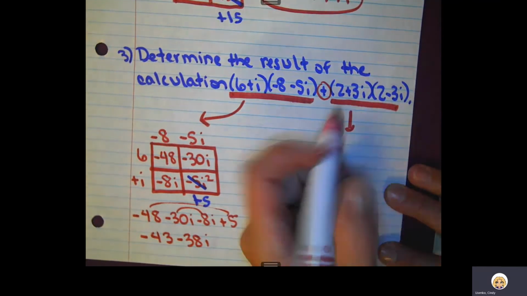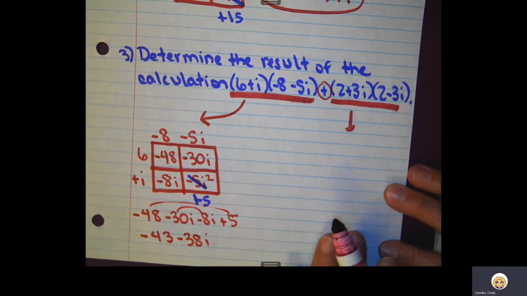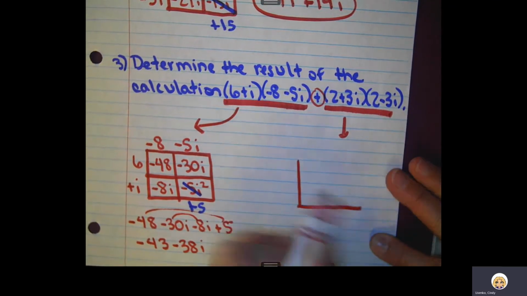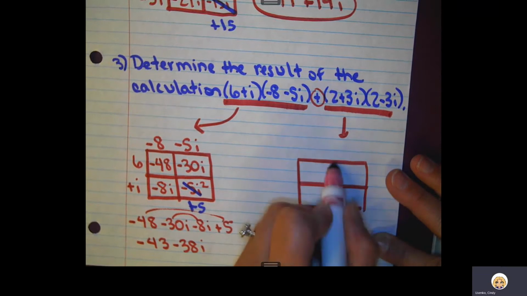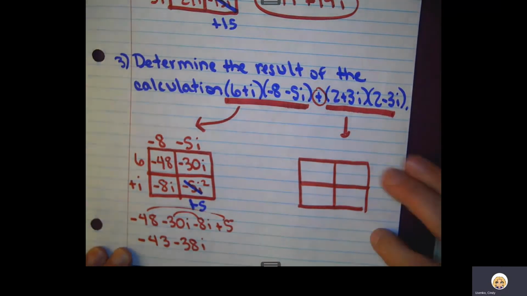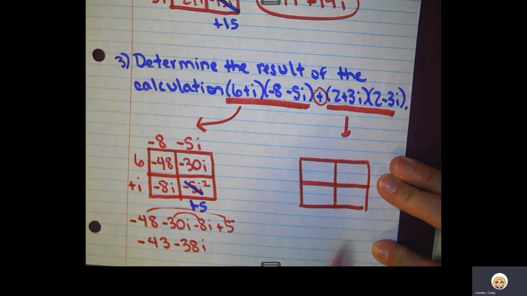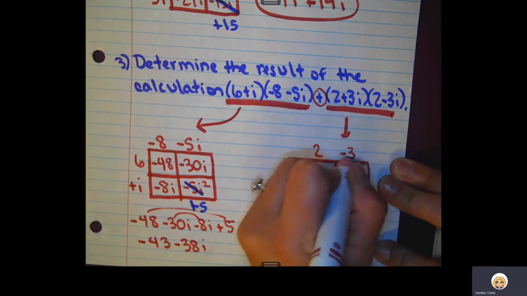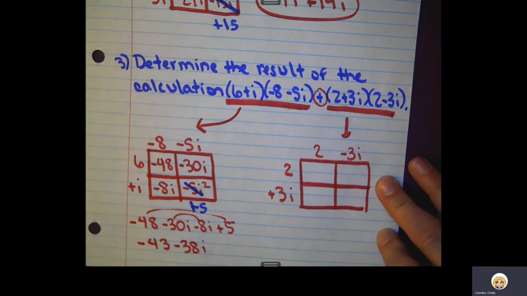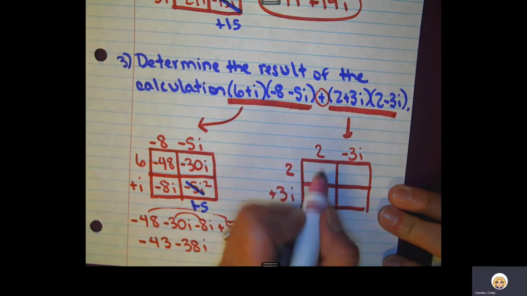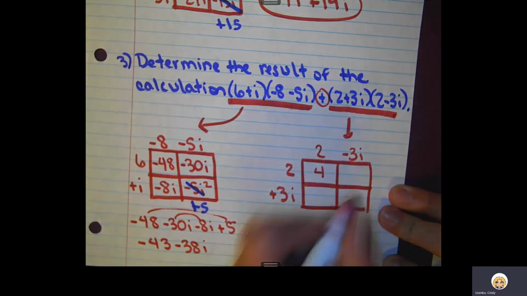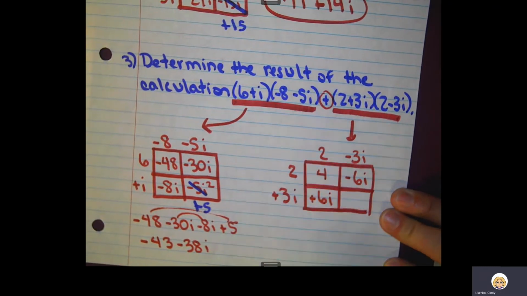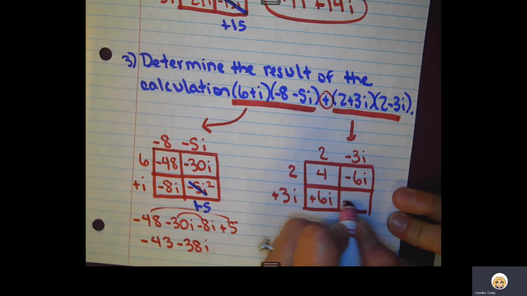Notice this is a conjugate pair. We have 2 plus 3i and 2 minus 3i. A conjugate pair means same terms, but you have opposite signs in the middle. So I'm going to do my 2 by 2 boxes for this. And whenever we have a conjugate pair, our imaginary parts will cancel out, and you'll see that in a second. So I put 2 plus 3i on the side and 2 minus 3i on the top. Okay, so now I'm going to go ahead and multiply. 2 times 2 is 4. 2 times -3i is -6i. 3i times 2 is a +6i. 3i times -3i is a -9i squared.